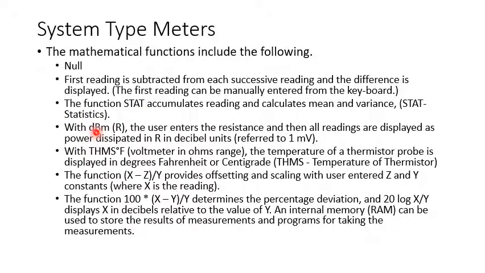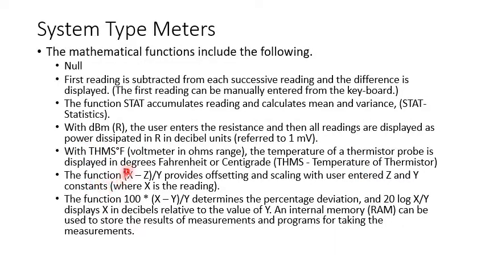Then with the dBm function, the user enters a resistance and then all readings are displayed as power dissipated in R in decibel units. So if you want to understand how much power will be dissipated with respect to what resistance, you can use this dBm functionality. Then there is a thermistor Fahrenheit function, which gives the temperature of a thermistor probe.